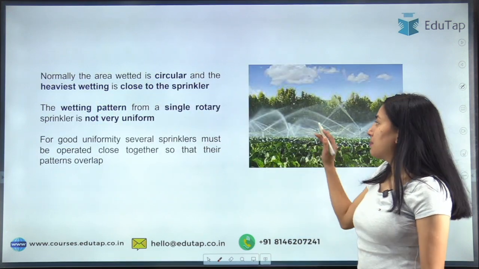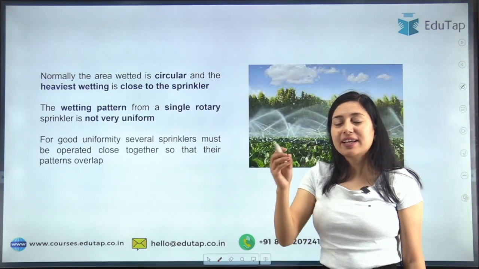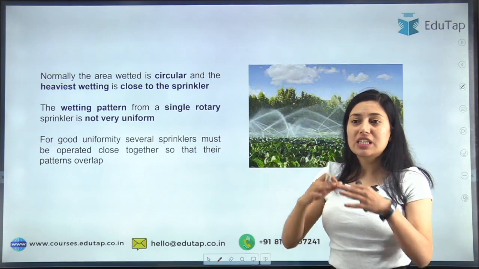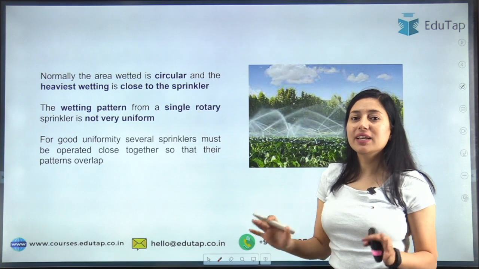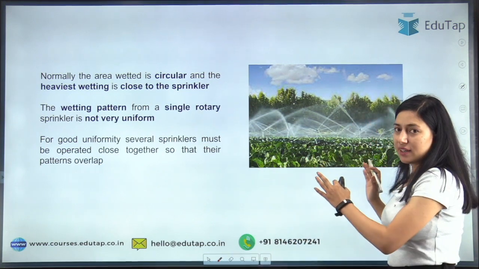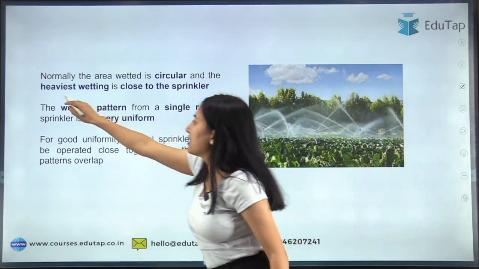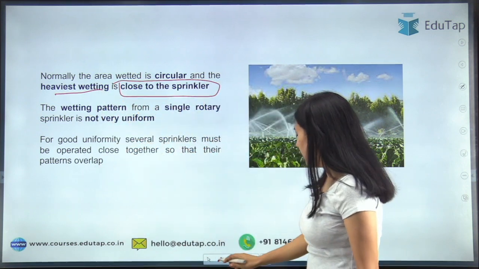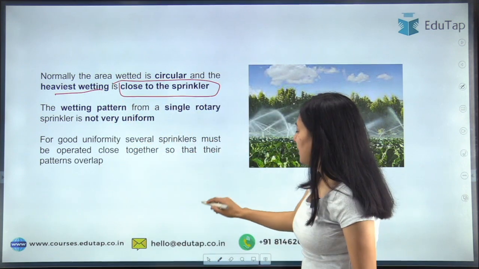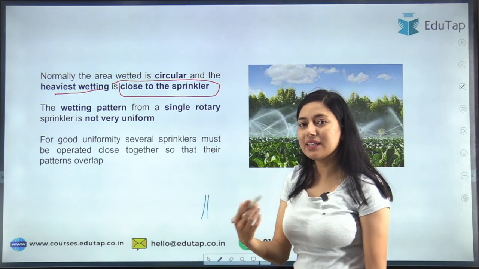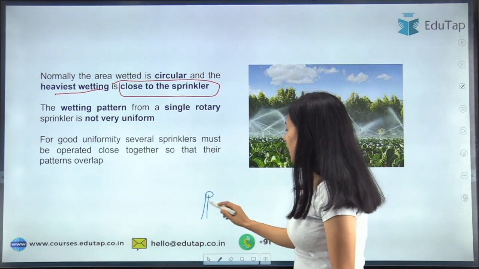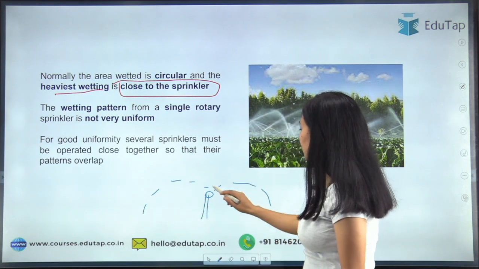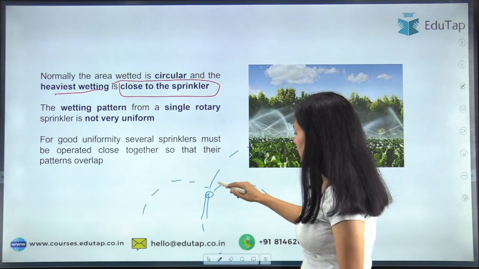Now, in sprinkler irrigation, what is happening? A sprinkler is spreading the water in a circular pattern. A circular area is being covered by this one sprinkler, and the heaviest wetting is close to the sprinkler. Let's assume that this is your sprinkler. It is spreading the water in a circular motion all around it.